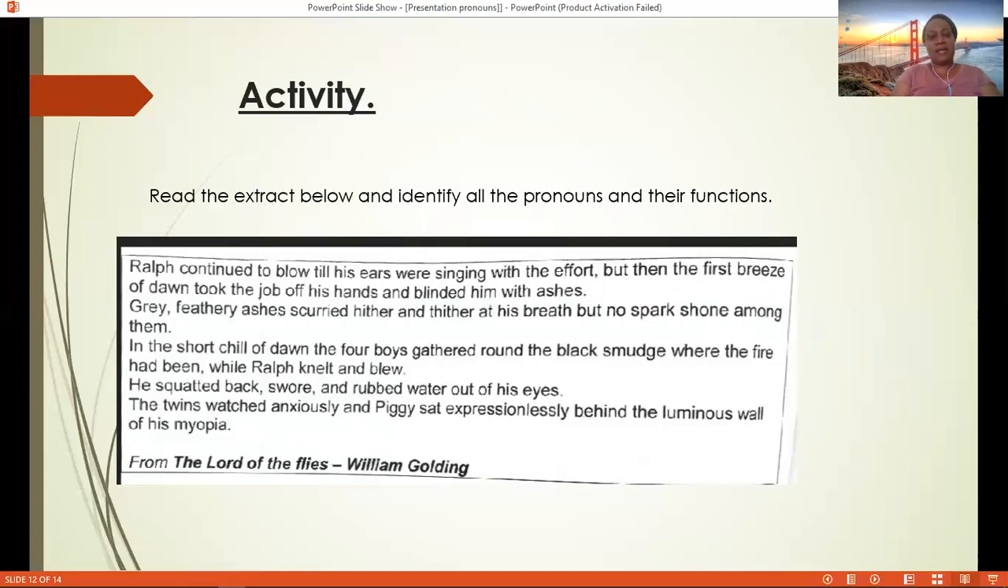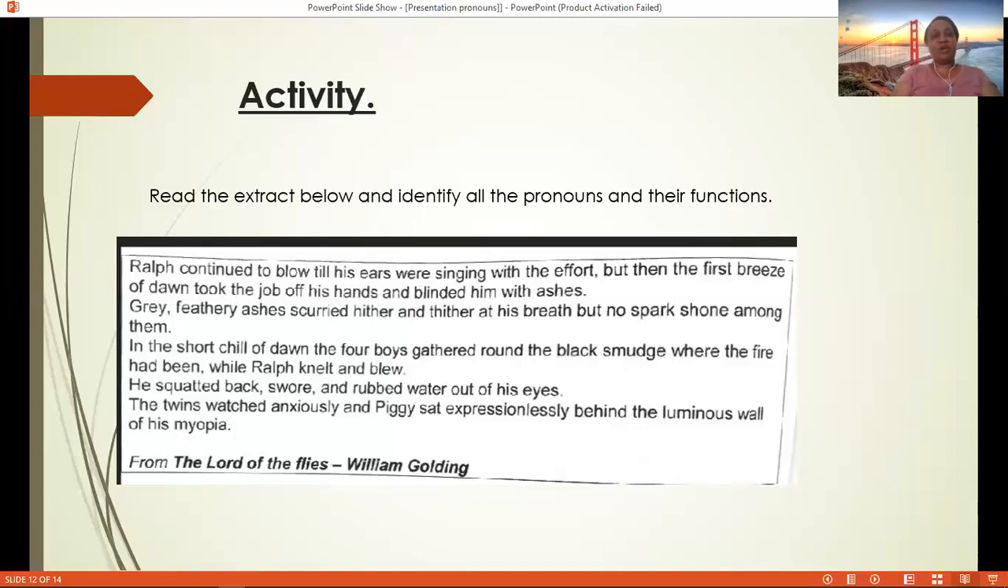It reads, Ralph continued to blow till his ears were singing with the effort. But then the first breeze of dawn took the job off his hands and blinded him with ashes. Grey feathery ashes carried hither and thither at his breath, but no spark shone among them.